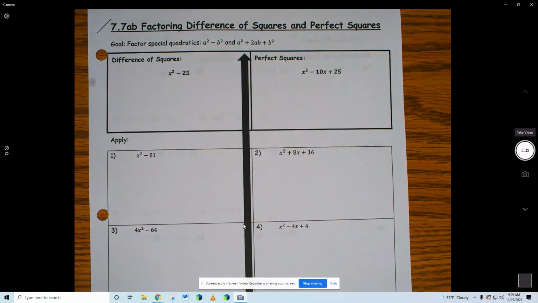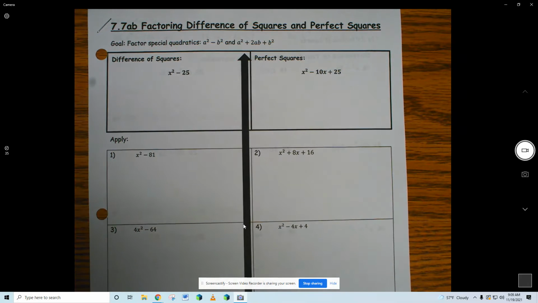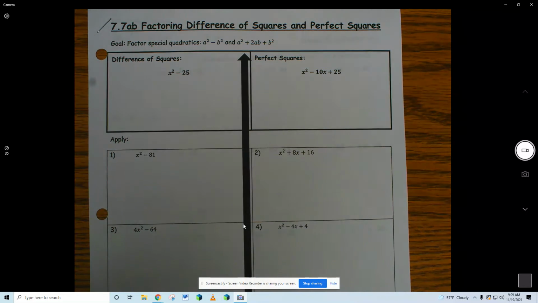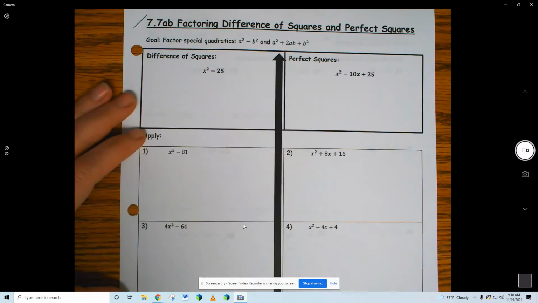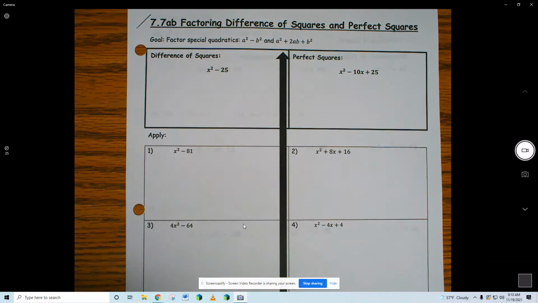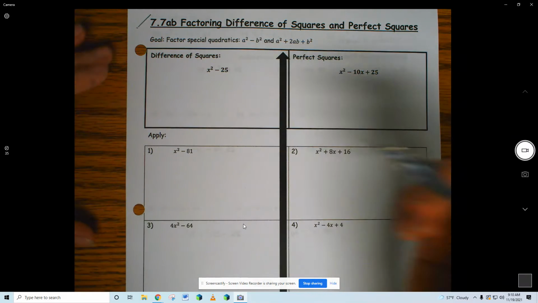All right. So today's lesson is only going to be on the left-hand side. We are doing 7.7a. And there's something that you need to be aware of before we even start. There is something called perfect squares.